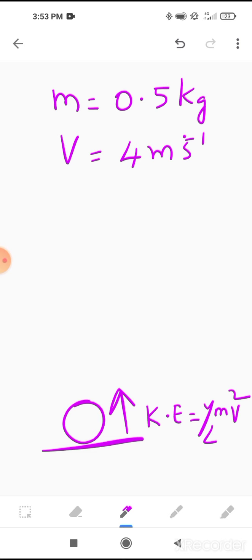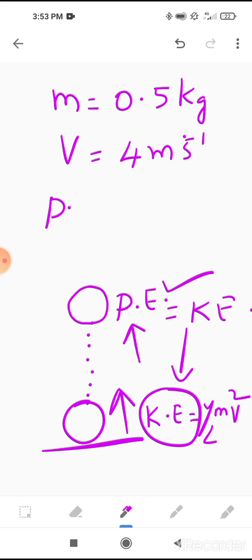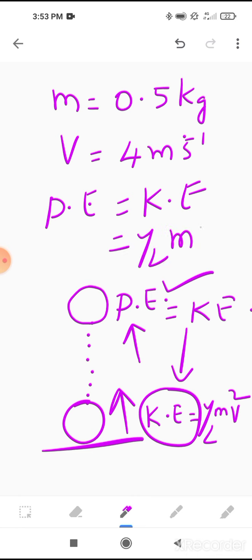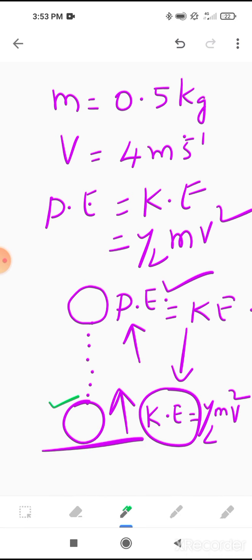According to law of conservation of energy, as the ball goes higher and higher, kinetic energy slowly changes into potential energy. And at the highest point, the full kinetic energy changes to potential energy. So potential energy at this point is equal to the kinetic energy at the starting point. So potential energy is equal to the kinetic energy, that is half mv square.